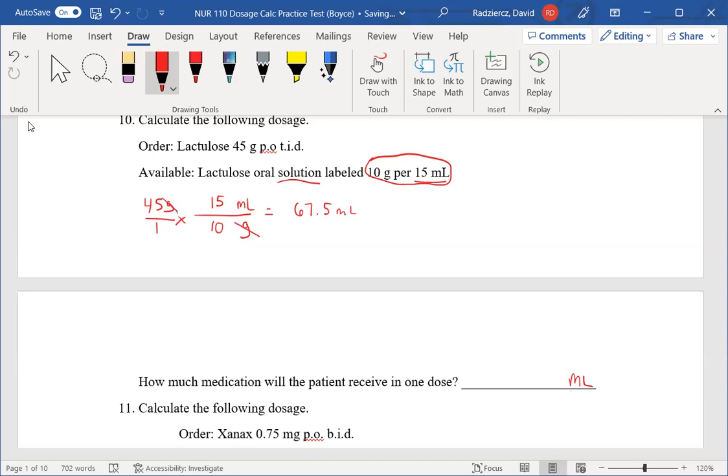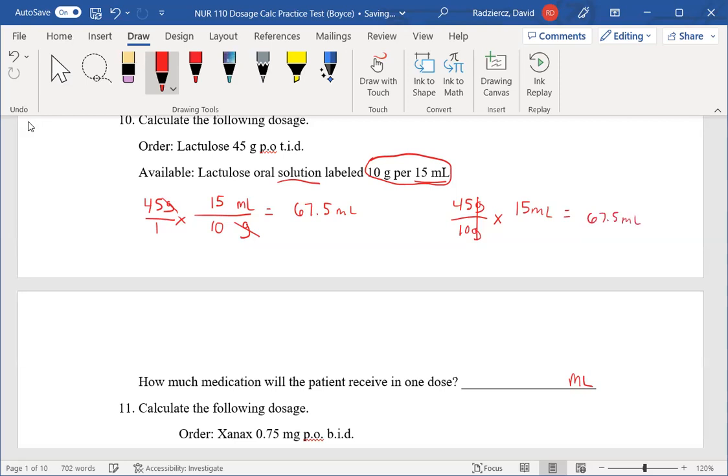If I'm doing ordered over available, I'm going to take my 45 over 10. And this is where most nursing students make this mistake: they forget when they do ordered over have, there's another part to that equation. It's times quantity. So your quantity here is the 15 ml. So you need to make sure you account for that. So those cancel, and then you're left with the same answer, 67.5.